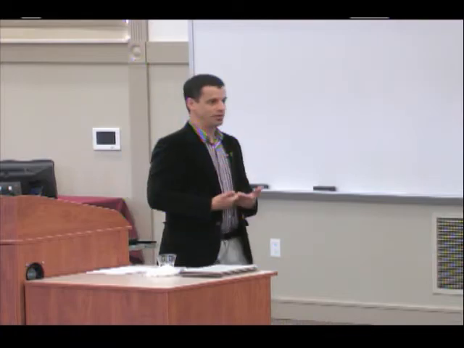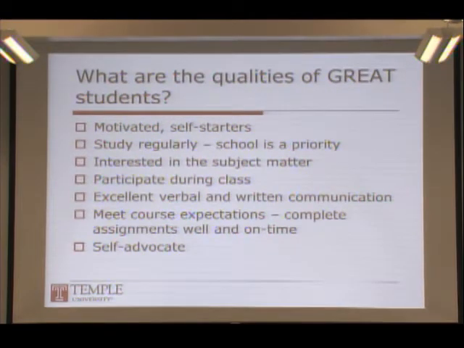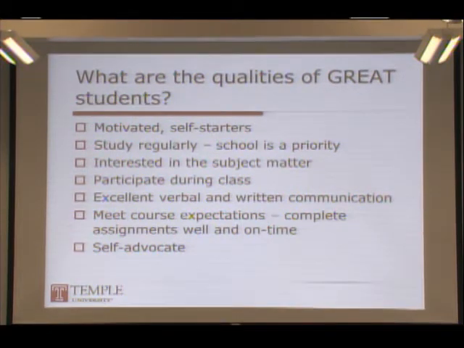As we're thinking about helping students with autism, I think it's first beneficial to think about what the characteristics of good or great students are, and how we get students with autism to that level, or maybe what things students with autism lack that they need to be at that level. Well, great students are motivated and self-starters, right? They study regularly. School is a priority. They're interested in the subject matter.